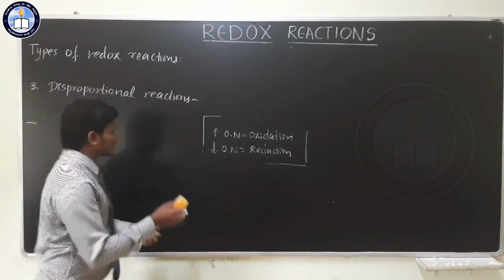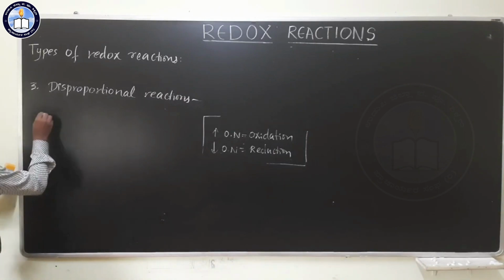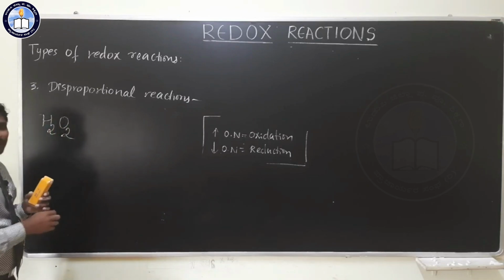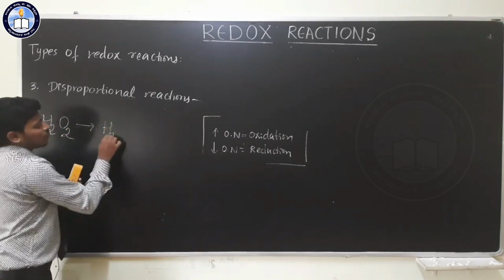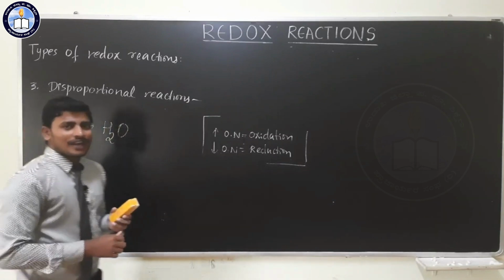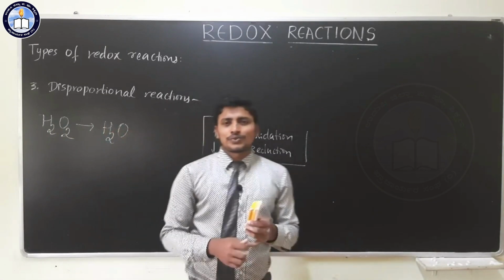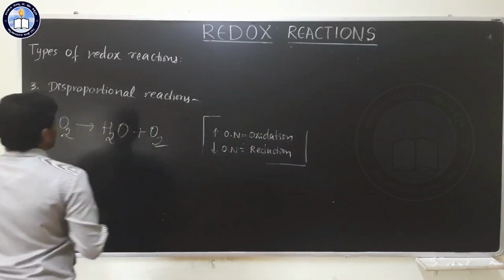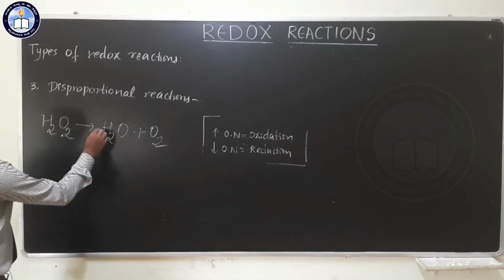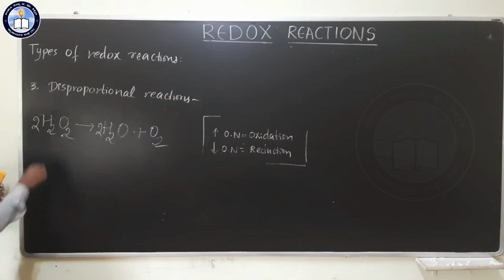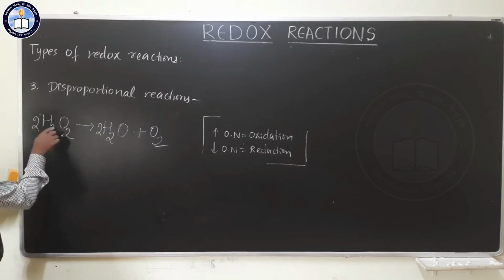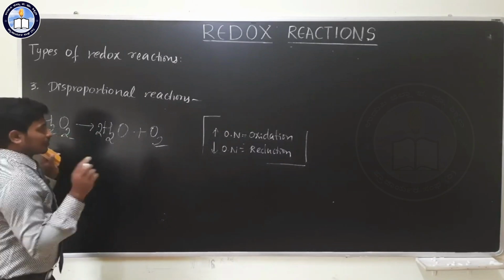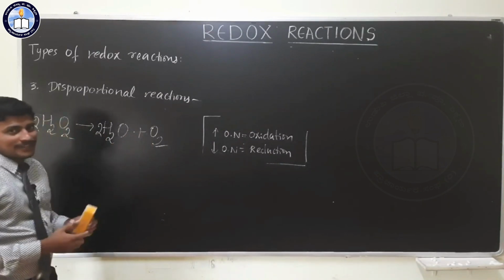What is the meaning of that? Let me give an example here. H2O2 gives rise to H2O plus O2. Is it balanced? No. Now it is balanced: 2 into 2, 4 hydrogen on each side, and 2 plus 2, 4 oxygen atoms on each side.